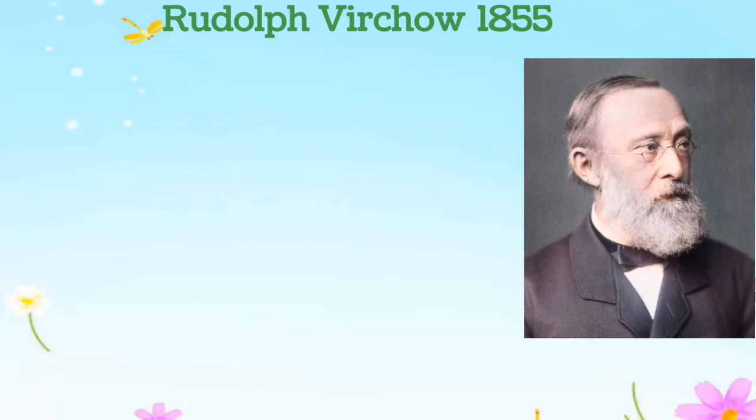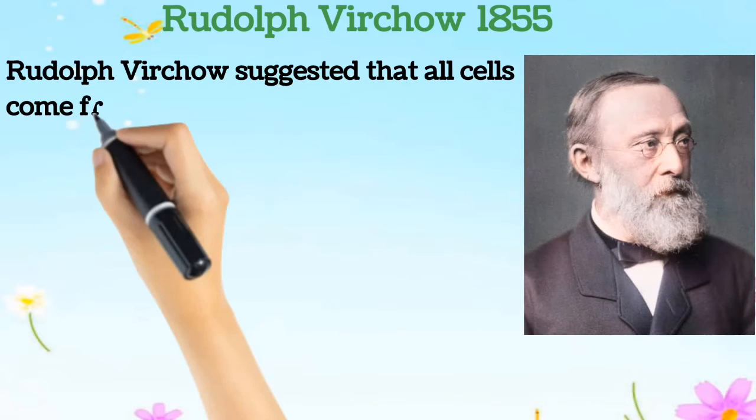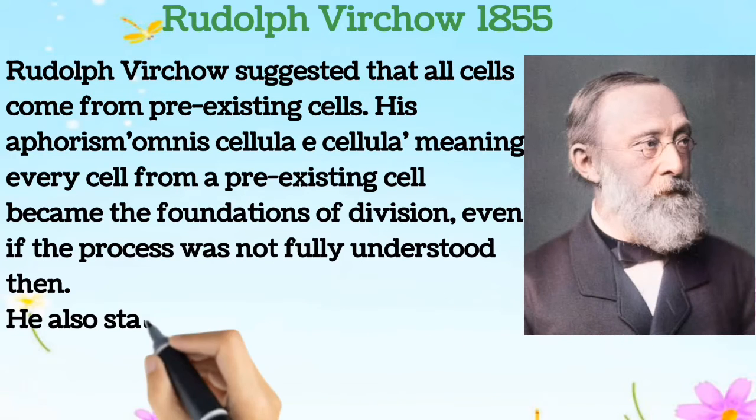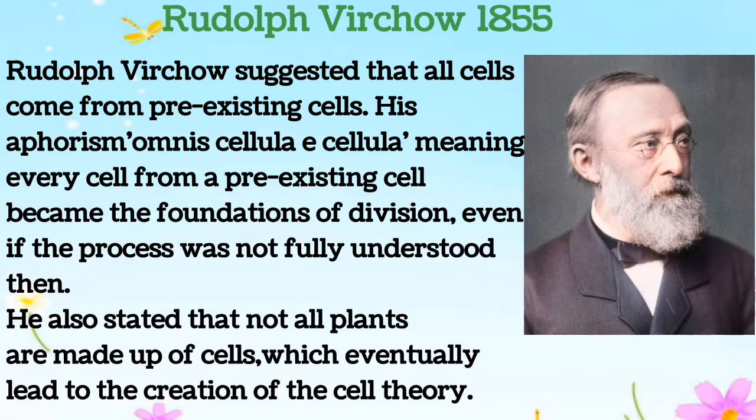Rudolf von Virchow. Rudolf Virchow suggested that all cells come from pre-existing cells. His aphorism, omnis cellula e cellula, meaning every cell from a pre-existing cell, became the foundation of cell division, even if the process was not fully understood then. He also stated that not all plants are made up of cells, which eventually led to the creation of the cell theory.